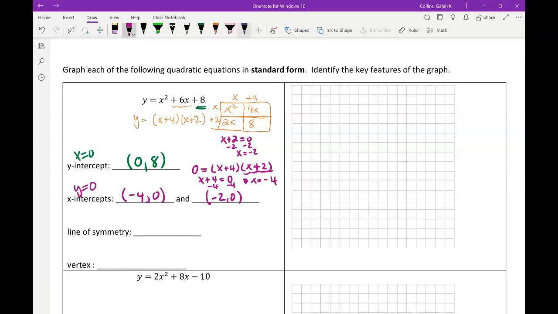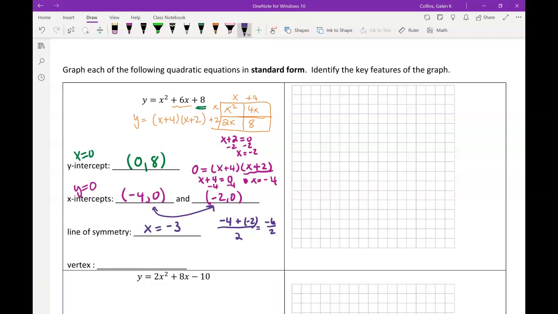All right, for our line of symmetry, we said that always is going to go exactly between our two x-intercepts. So one easy way we could find our line of symmetry is just to average those two numbers, or to find the median of those two numbers. In this case, the mean and the median of two numbers would be the same. So if I average them, I could say negative 4 plus negative 2, divided by 2, and that is negative 6 divided by 2, which is negative 3. So our line of symmetry is where x equals negative 3.